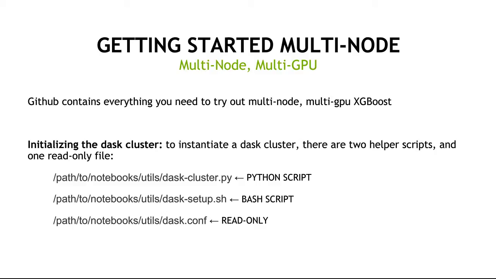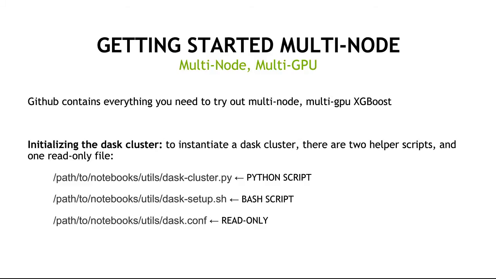dask_cluster.py launches a Dask cluster based on the configurations in dask.conf and by calling dask_setup.sh. The dask.conf file configures the cluster. It is read by dask_cluster.py. The bash script launches Dask workers. It is called by dask_cluster.py. The Python script is called by the user to launch the Dask cluster. Further details are available on GitHub.